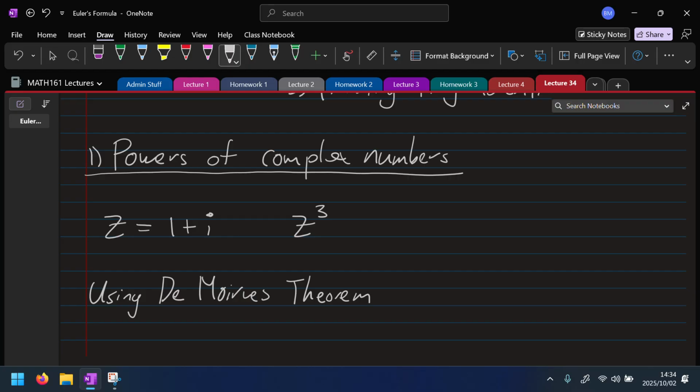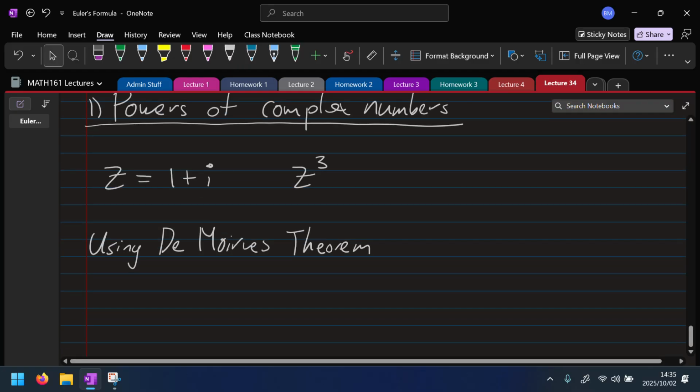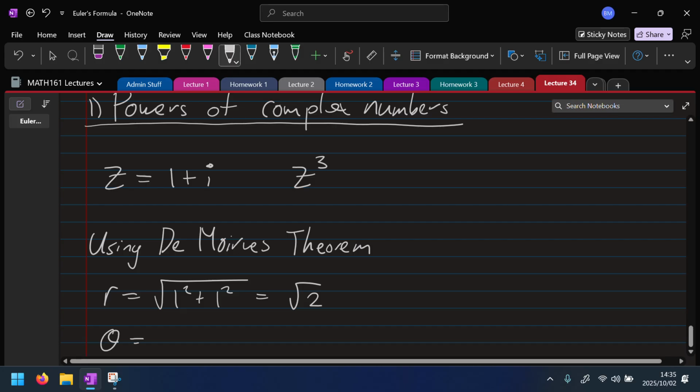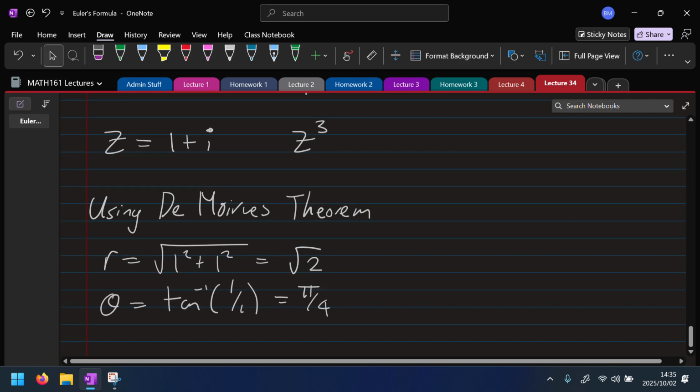So we need to find r, we need to find theta. So that's going to be the root of 1 squared plus 1 squared. So that will be root 2. Theta, that will be tan inverse of 1 over 1. That will be pi over 4. Okay, so we've got r, we've got theta, and now we can write out this power.